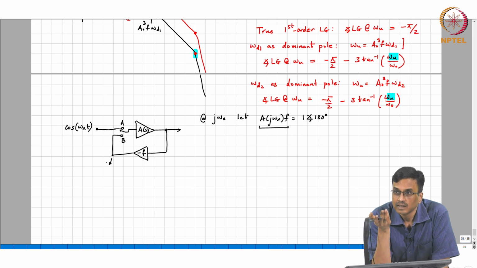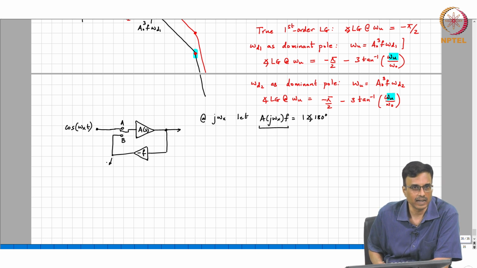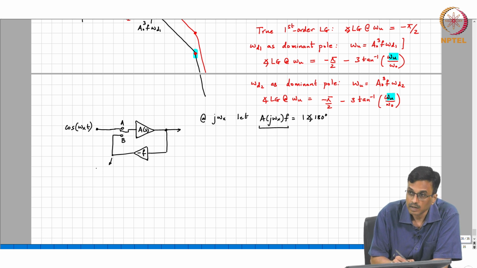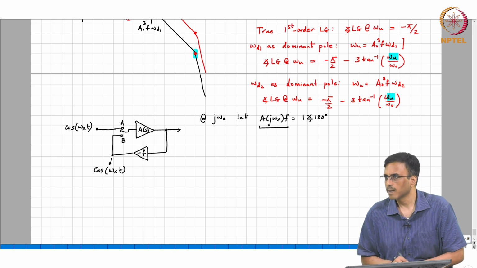What will you get? Cos, minus cos, I got all possible answers. What is it? So A times f is 1 angle 180, which is minus 1. There is a negative sign. So what do you get here? Cos omega x times t. Is this clear to everybody? All right. So the signal at A and the signal at B are exactly the same.